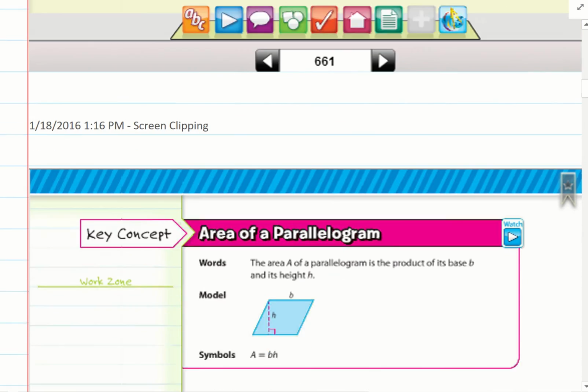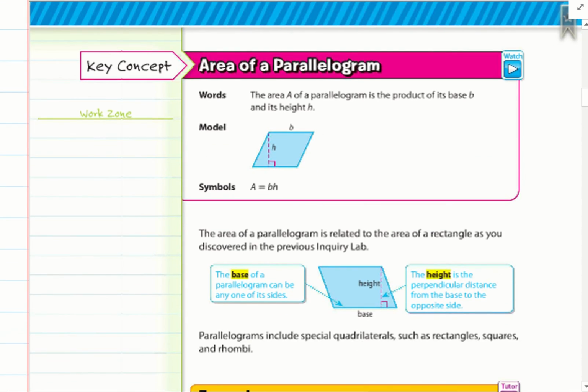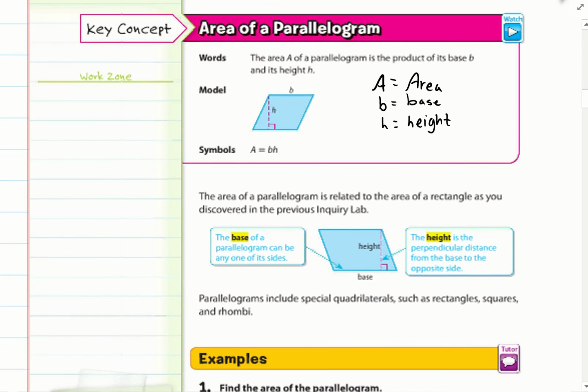On with the notes. Area of a parallelogram is going to be area equals base times height, where A equals area, little b is base, and lowercase h is going to be our height. So my class, I want you to write this down.